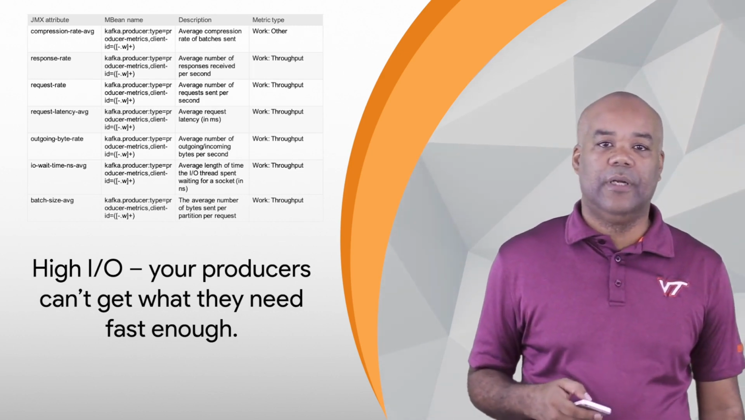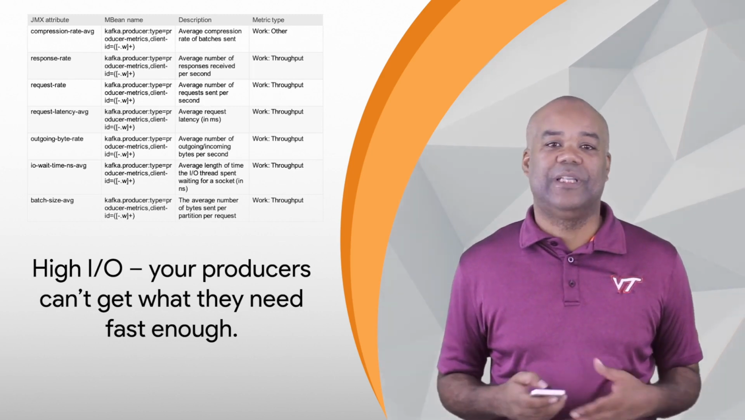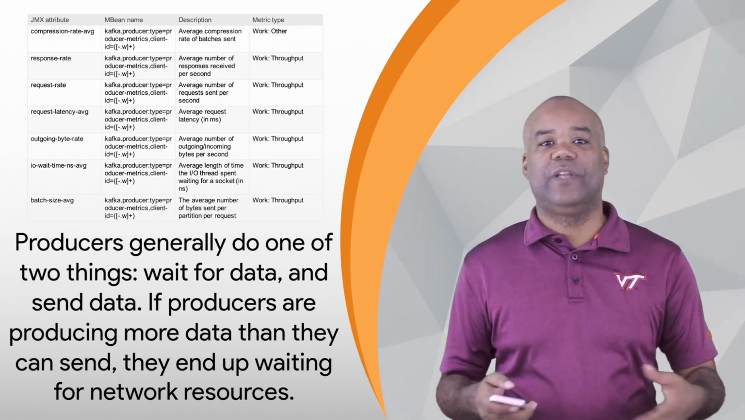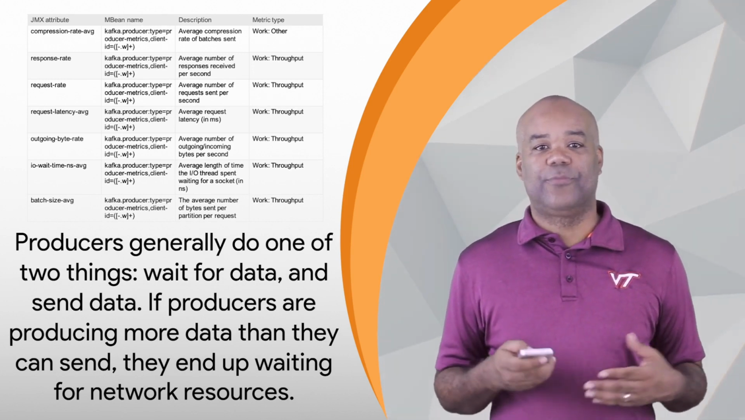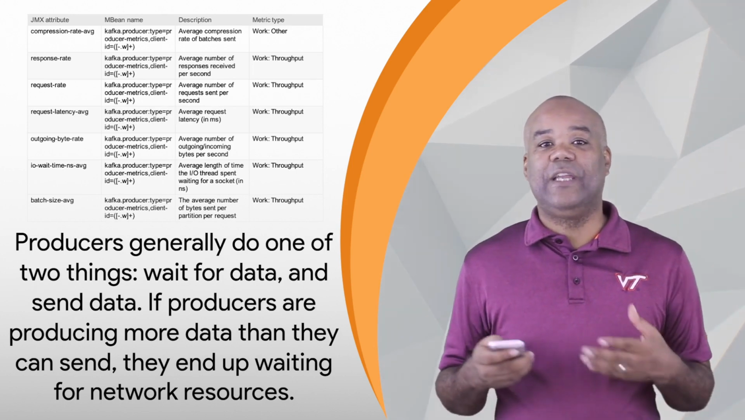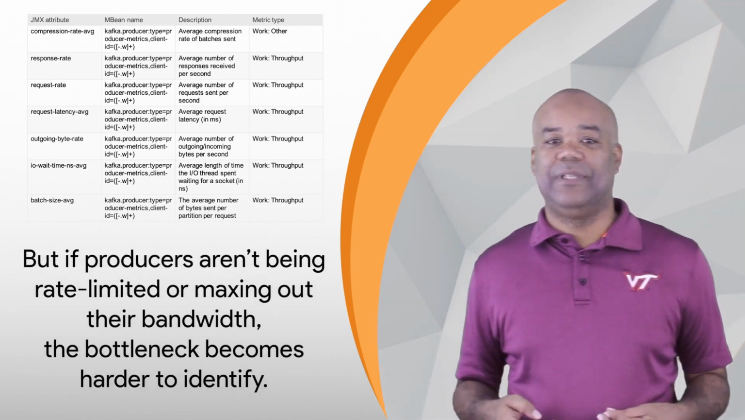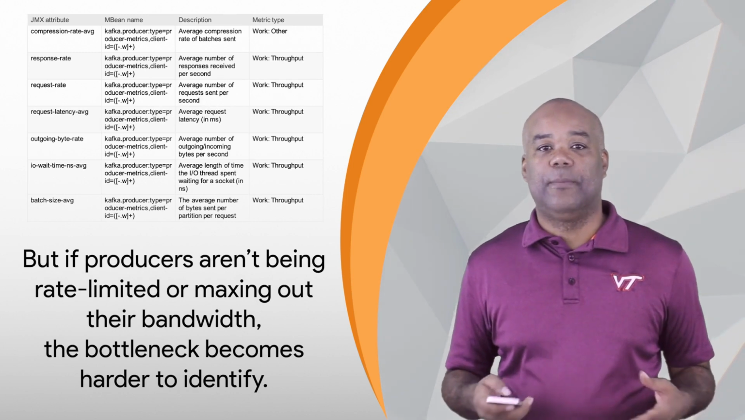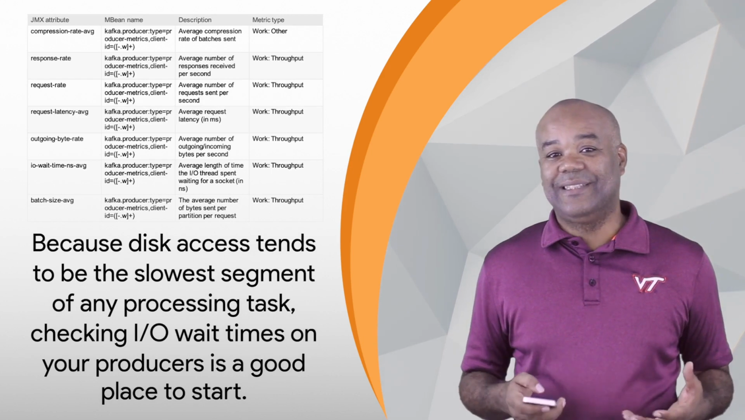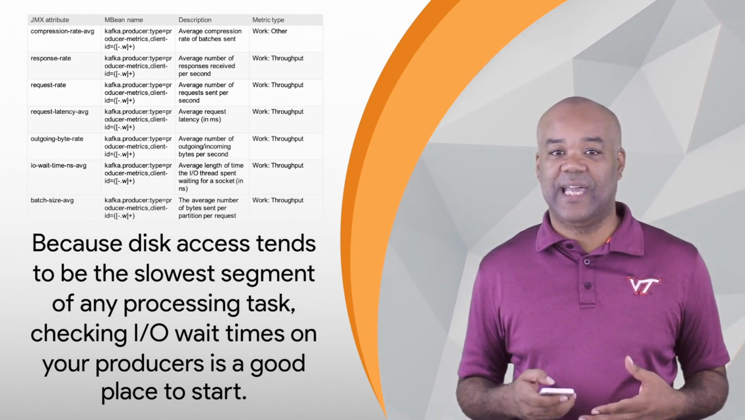High I/O. Your producers cannot get what they need fast enough. That's what you're going to notice. Producers are generally going to do one of two things. A producer is going to wait for data, and a producer is going to send data. If producers are producing more data than they can send, then they end up waiting for network resources. But if the producers are not being rate limited or they're maxing out their bandwidth, then the bottleneck becomes harder to identify. Now, disk access tends to be the slowest segment of any processing task.